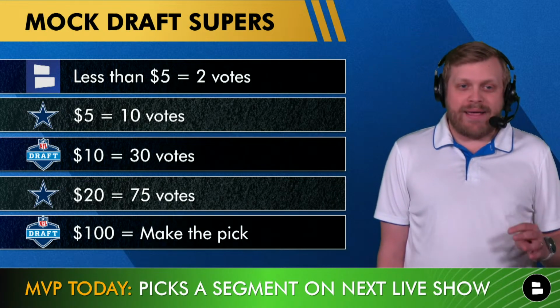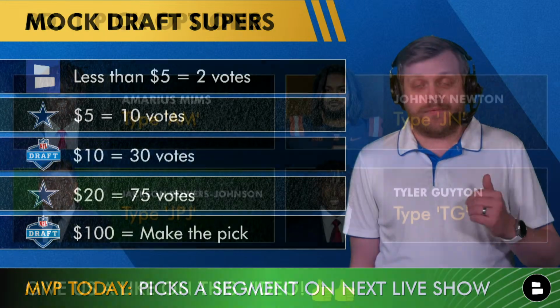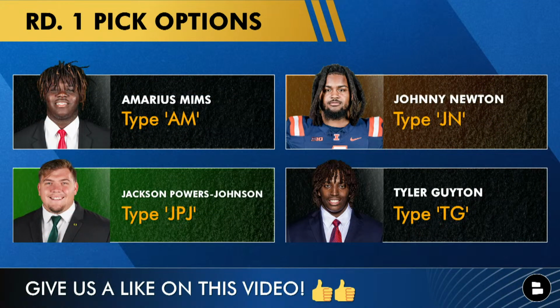So one more time, your 4 options so far, or not so far, but in today's round 1. Georgia offensive tackle, Amarius Mims, who I see Team Moore advocating for in the comments. Oregon center, Jackson Powers Johnson, that's JPJ. Johnny Newton out of Illinois, that's JN. And Tyler Guyton, the Oklahoma offensive tackle, TG.